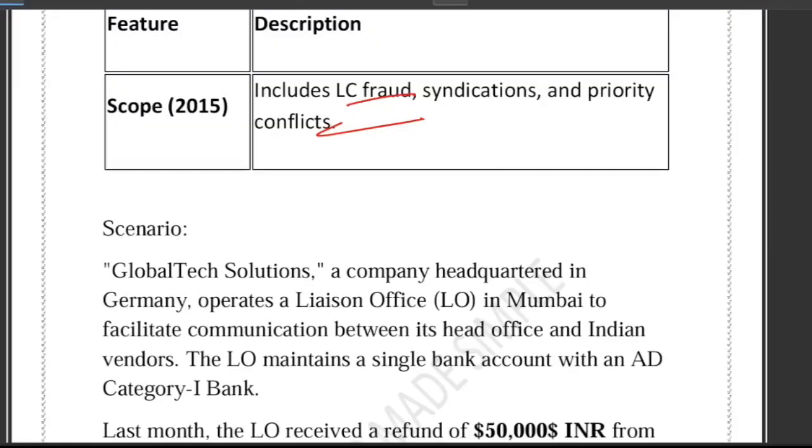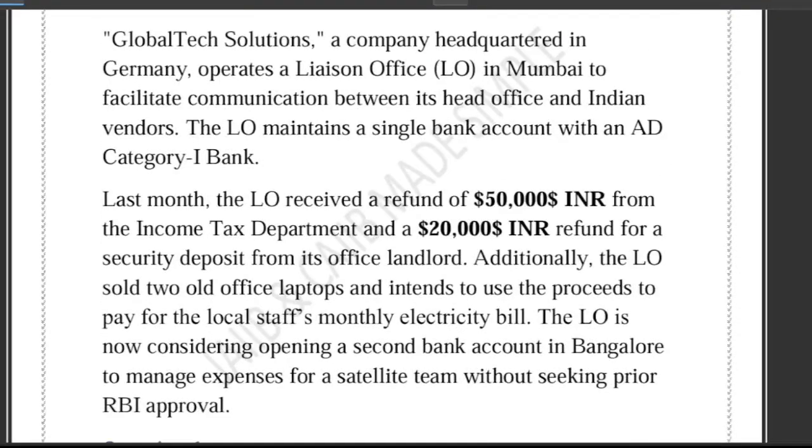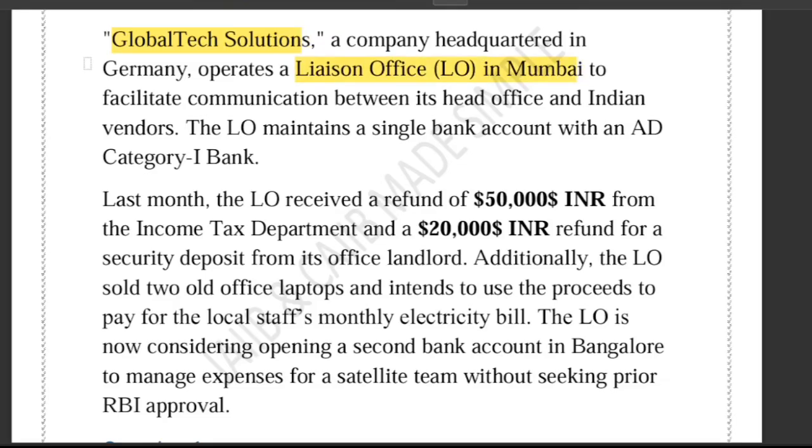Now friends, let's see the next question. This is again a scenario based question. Very good question it is. Let's have a look. So basically what is happening here: Global Tech Solution is a company headquartered in Germany. It has a Liaison office in Mumbai.